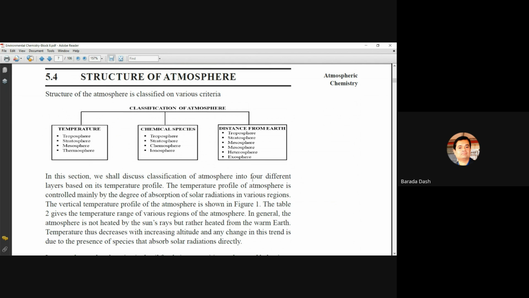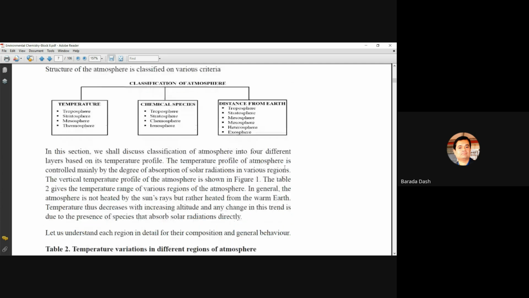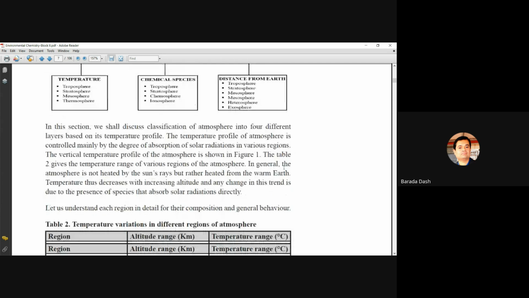Among these four spheres, troposphere, stratosphere, mesosphere, and thermosphere, we have different chemical species. Not every place has the same composition of air. Air has a different composition in different places, like different spheres. As we gradually go upward, we have the troposphere, then the stratosphere, mesosphere, and then the thermosphere.